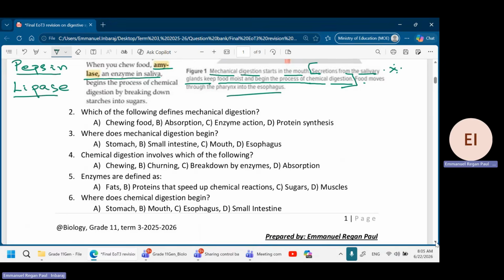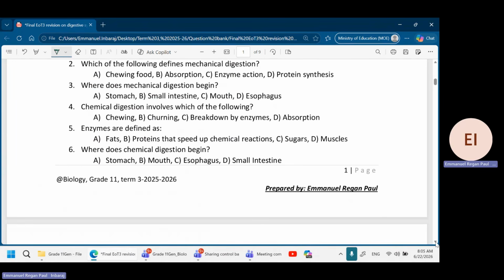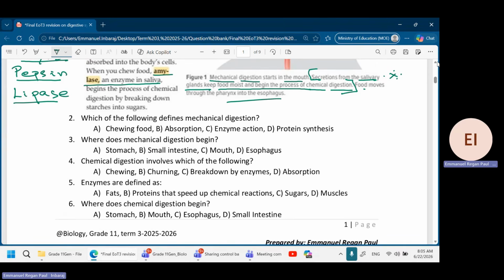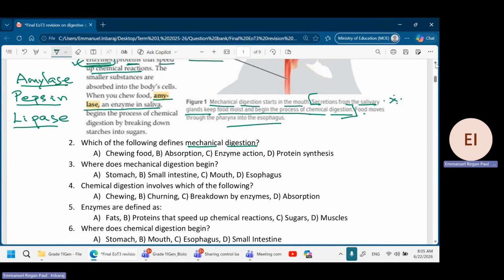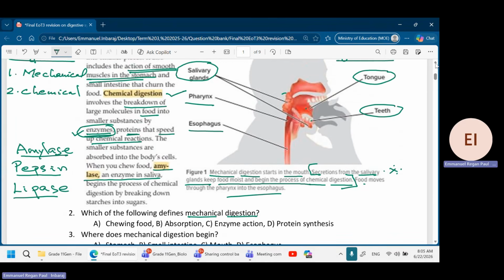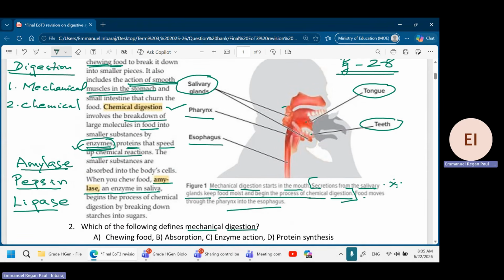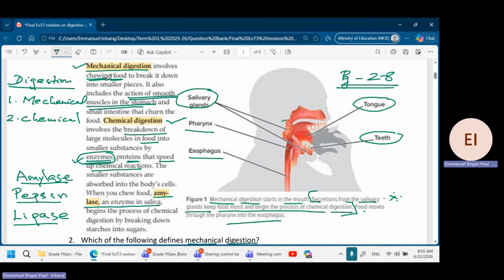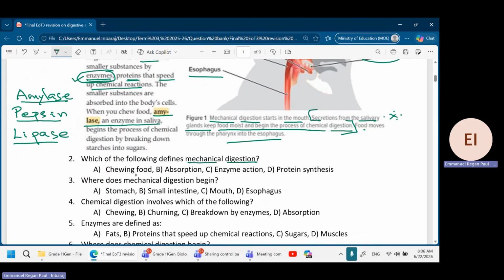Let's do some questions on it. Again, I'm saying it is not the same question that you're going to get, but we can understand the concepts by doing these questions. Which of the following defines mechanical digestion? We know that mechanical digestion means chewing and muscle action. Chewing the food and action of smooth muscles. So let's see, mechanical digestion, what do you have? Yes, you have chewing the food. So this is the answer.